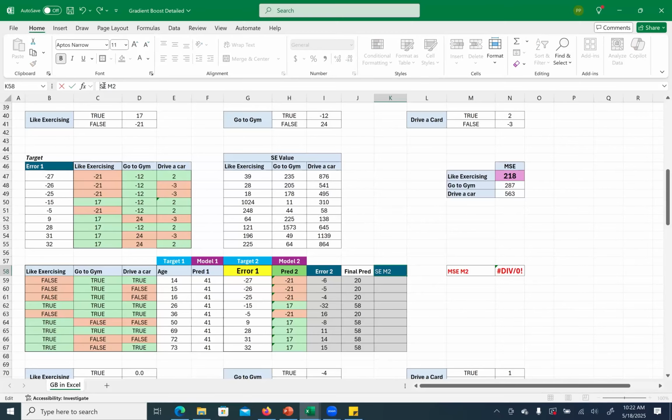Now, first I will calculate the square error, which is nothing but my actual value, age, minus the predicted value, that is this one, and take a square of it.